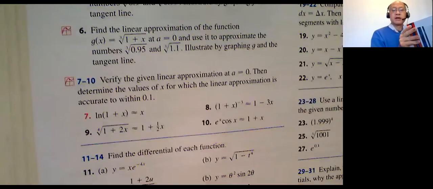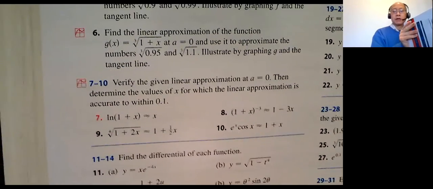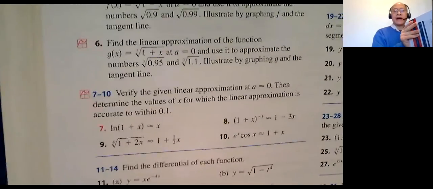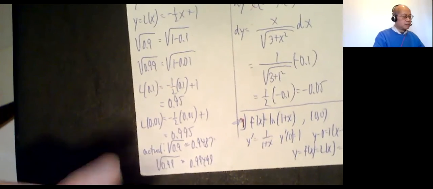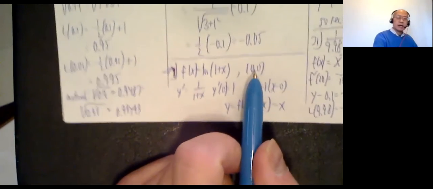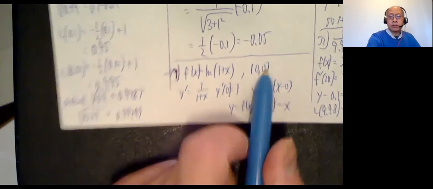Okay, then again, problems 7 and 9, they're not really that big a deal. The right-hand side's the back of the book. So verify the given approximation at a equals 0. You're going to plug in 0. You can't get any better than plugging in 0. And the back of the book is the right side. So for number 7, f of x equals natural log of 1 plus x. It said plug in a is 0. If you plug in 0, you're taking a natural log of 1, which is 0. So you're at the origin.